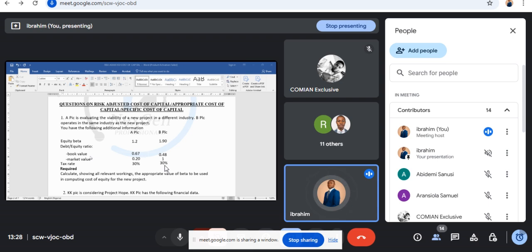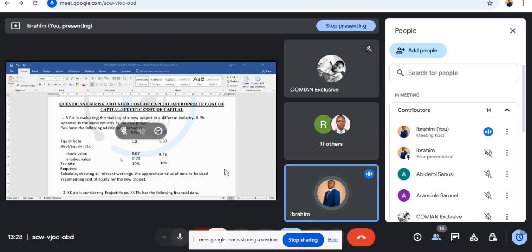That is wrong, because we say VE is the market value of equity, and VD is the market value of debt. Now, in this case, the market value is given as a percentage, right? You see 1, you see 0.20. Now, the tax rate.